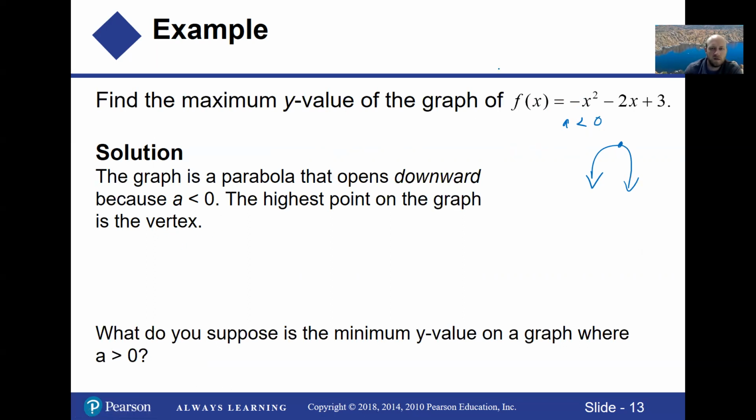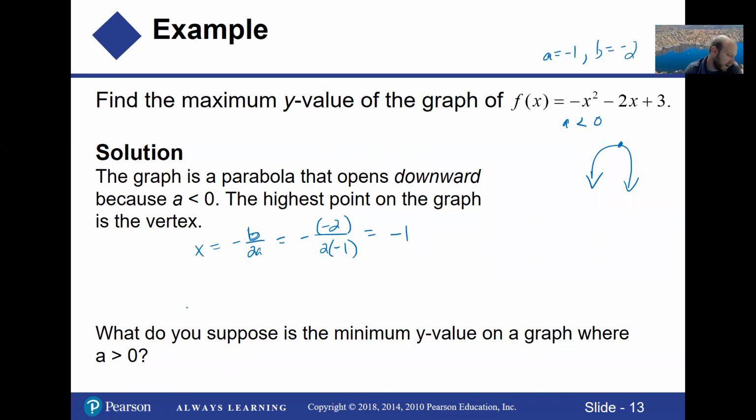What is a in this case? a is -1, the constant in front of x², and b is -2. So let's find the x value of the vertex, which is equal to -b over 2a. So I have negative -2 on top over 2 times -1. 2 times -1 is -2, so -2 over -2 is 1. And then I have the negative out front.